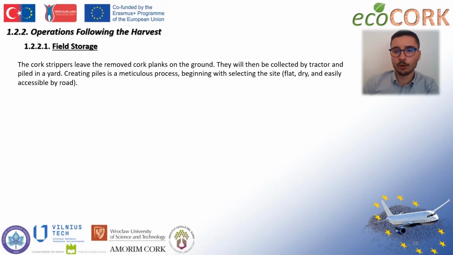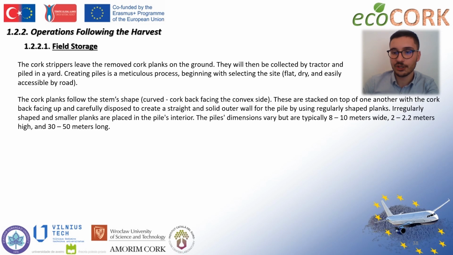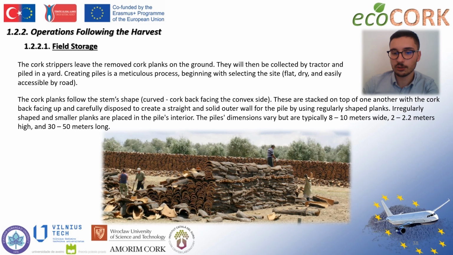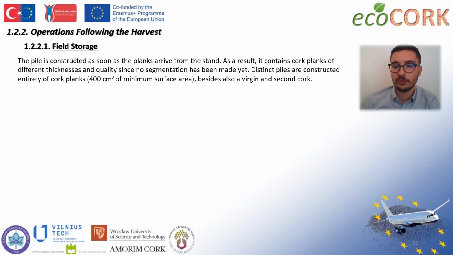The people who remove the cork planks leave them on the ground. Then a tractor will pick them up and put them in the yard. Putting together piles is a careful process that starts with choosing the site. The cork planks are shaped like the stem. These are put on top of each other with the cork side facing up, and the planks are placed in a way that makes a straight and solid outer wall for the pile. Planks of different sizes and shapes are put in the middle of the pile. As soon as the planks arrive from the stand, the pile is built.